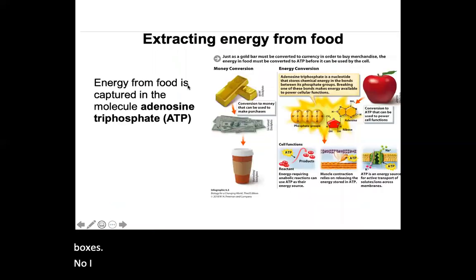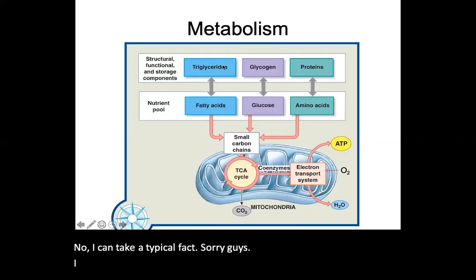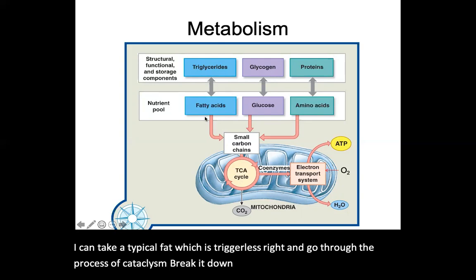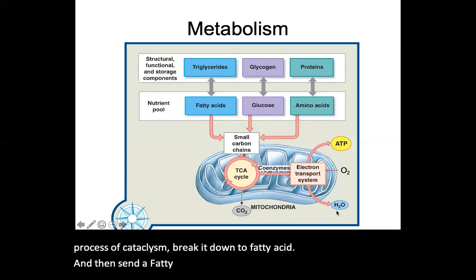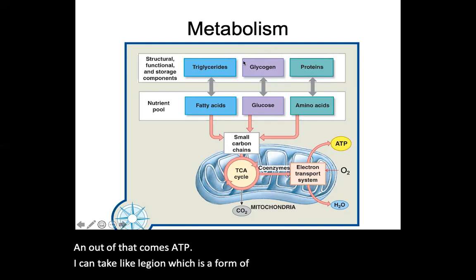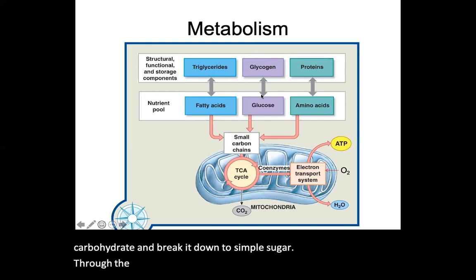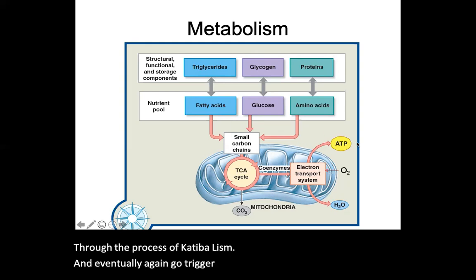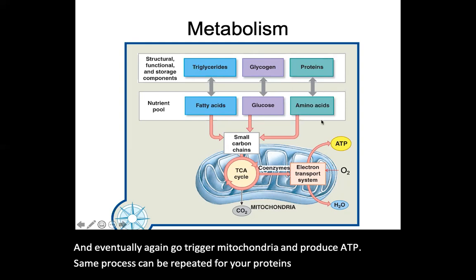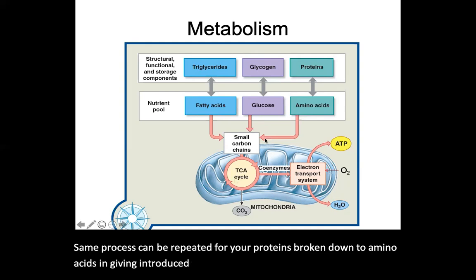Now, I can take a typical fat, which is triglyceride, and go through the process of catabolism, break it down to fatty acid, and then send that fatty acid eventually into my structure called mitochondria, and out of that comes ATP. I can take glycogen, which is a form of carbohydrate, or a complex carbohydrate, and break it down to simple sugar through the process of catabolism, and eventually again go through the mitochondria and produce ATP. The same process can be repeated for your proteins, broken down to amino acids, and introduced into the mitochondria, and eventually leading to production of your ATP.